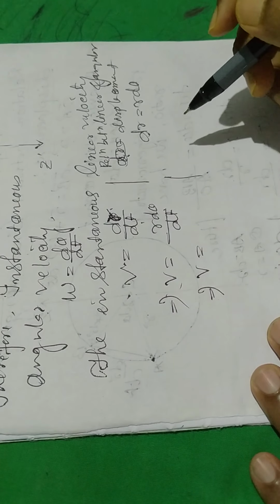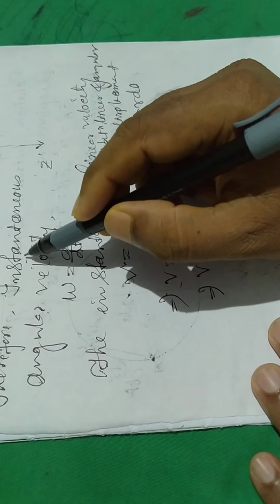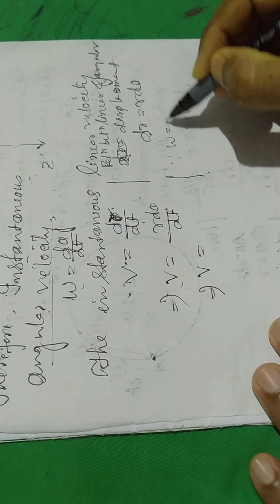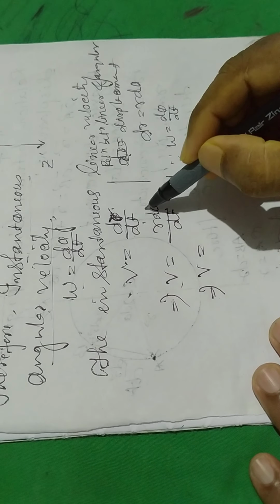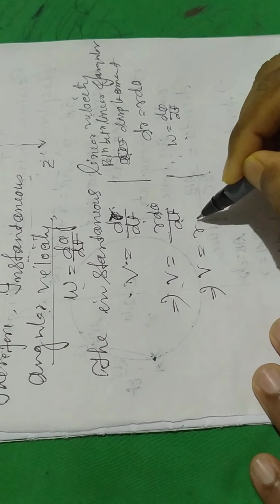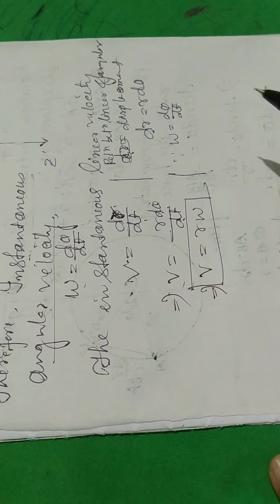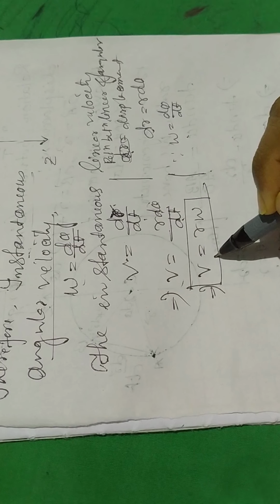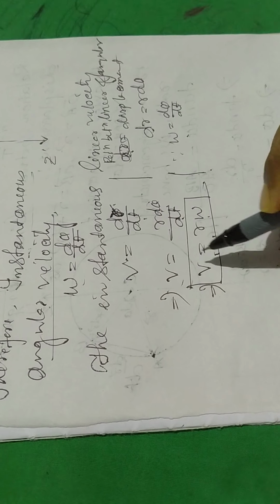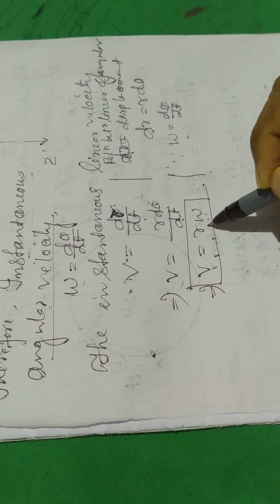Since we know the instantaneous angular velocity omega equal to d theta by dt, instead of d theta by dt we can write omega, which is angular velocity, so v equal to r omega. This is the relation between linear and angular velocity. It's a very important point: the relation between linear and angular velocity is v equal to r omega.